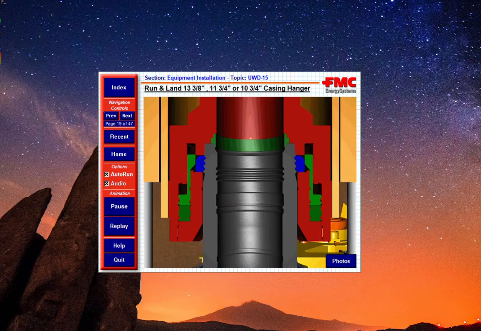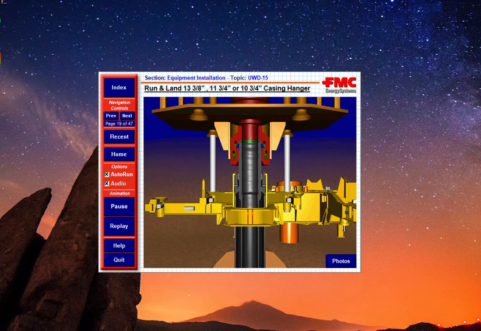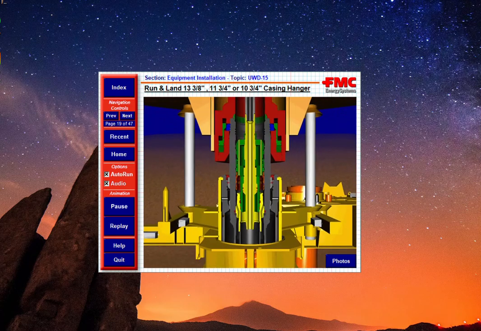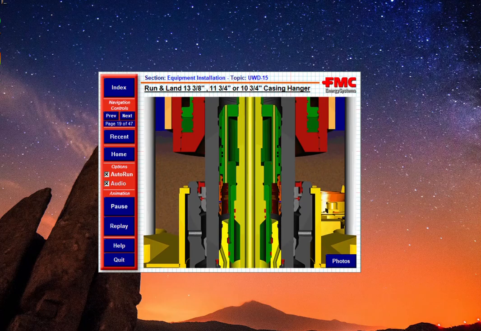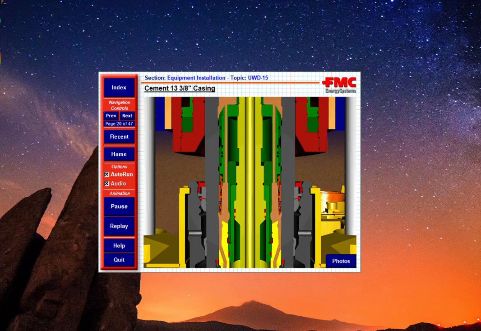The 13 3/8 inch, 10 3/4 inch, or 11 3/4 inch casing hanger assembly is attached to the last string of casing. The 18 3/4 inch single trip casing hanger running tool, complete with seal assembly, is then installed on the casing hanger. The entire assembly is lowered and landed into the 18 3/4 inch high pressure wellhead. The casing is cemented in place by pumping down the drill pipe and up and around the casing hanger. The cement is then allowed to cure.